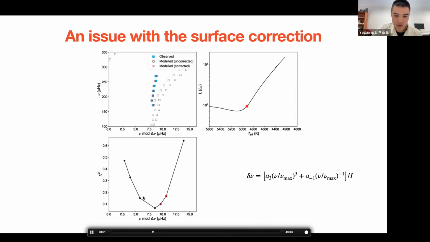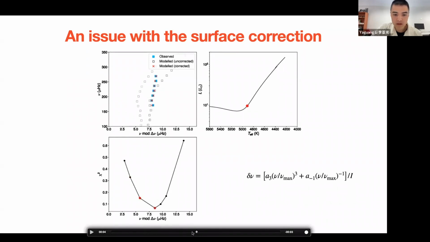And the bottom panel shows the chi-square, the differences between the observed and modeled frequencies. So as you can see here, we can probably identify this one as the best fitting model according to chi-square, because that's the least chi-square. And please pay attention to the amount of surface correction for this particular model.